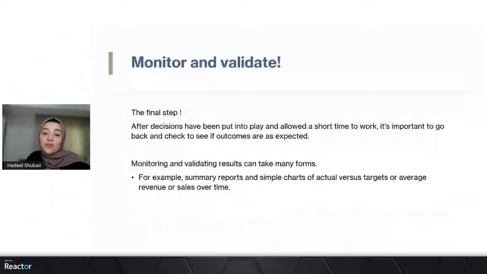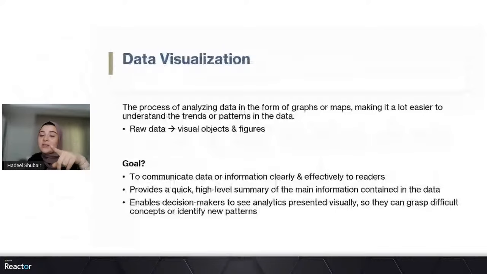Lastly, and the final step, is to monitor and validate the results. Remember that the first step was we defined our objective, and you look at the end and you see if these two are correlated to each other and they make sense, and you reach the goal that you want, and if the outcomes are as expected. So for example, in order to do that, you can do some summary reports, some dashboards, some charts and such. And this is where you use data visualization. With data visualization, we convert raw data to visual objects and figures. And obviously, we use visualizations to help us summarize all the analysis that we have done previously.